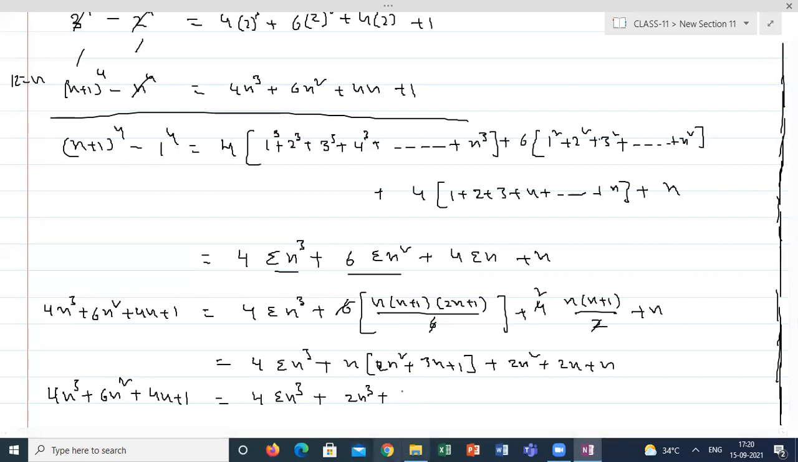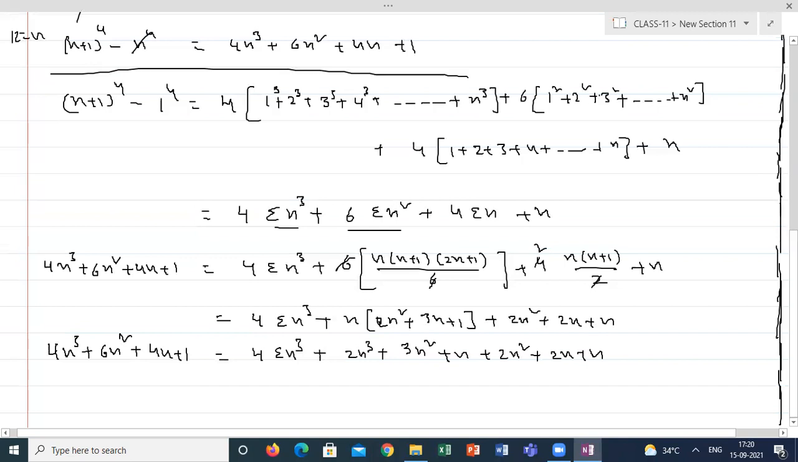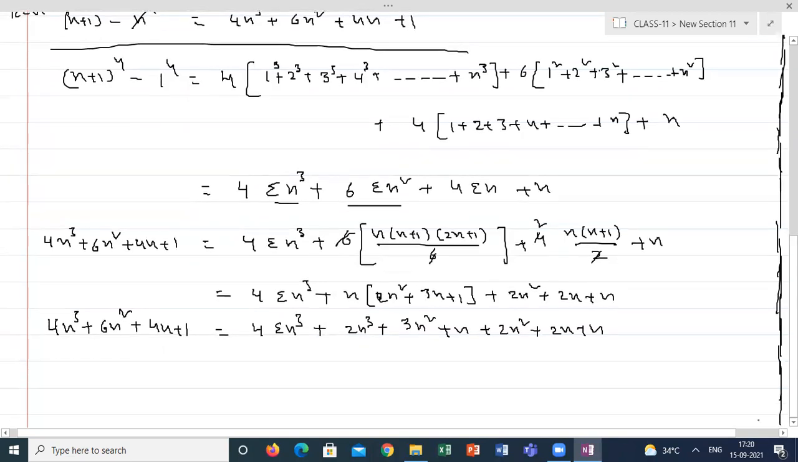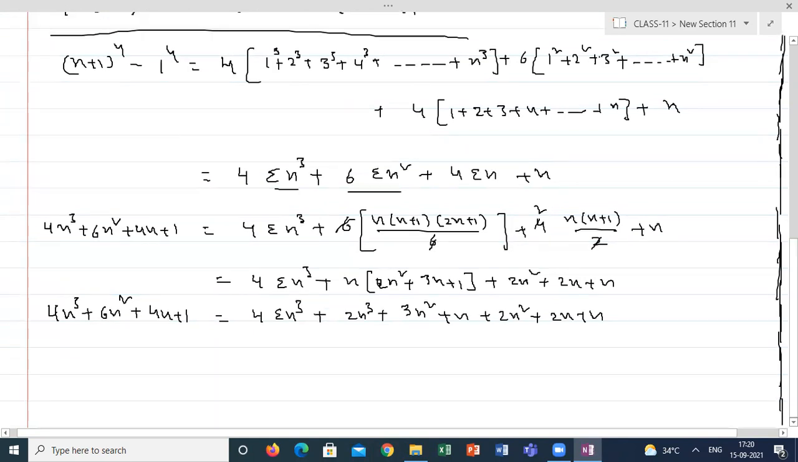2n cube, 3n square plus n plus 2n square plus 2n plus n. Out of all these deductions, what will I get finally, students? What is the final equation you will get out of all these cancellations and everything?